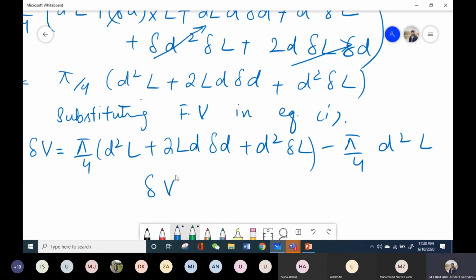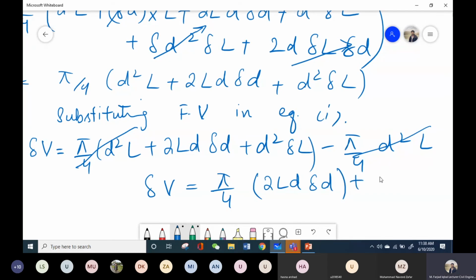If we simplify this, this whole factor will cancel with this one, and we will be left with pi by 4 2LD delta D plus pi by 4, or we can take it as common, d square delta L. So this is the change in volume.